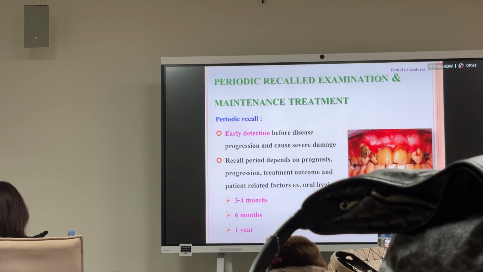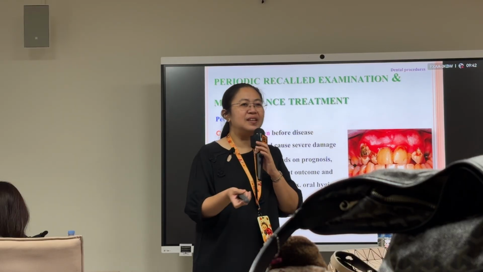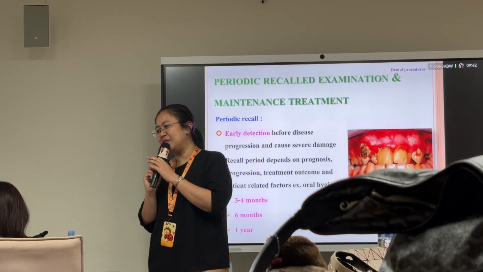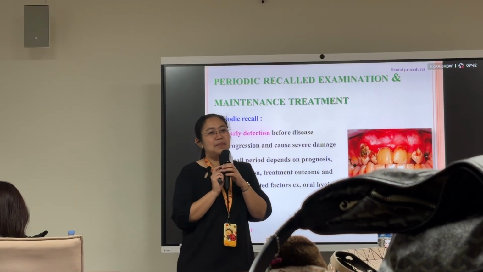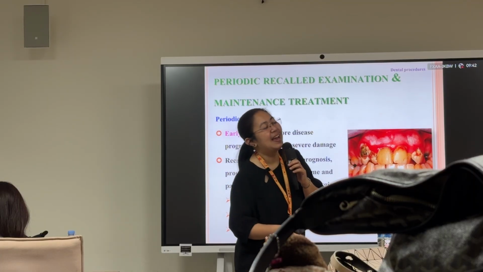In general, how many months do we do the periodic recall? In general, for a patient, 6 months, no? But in this case, maybe you cannot wait until 6 months, no? 3 or 4 months is better, no? But for someone with very good oral hygiene, like a dental surgeon, maybe 1 year is enough, right? Like that, right?